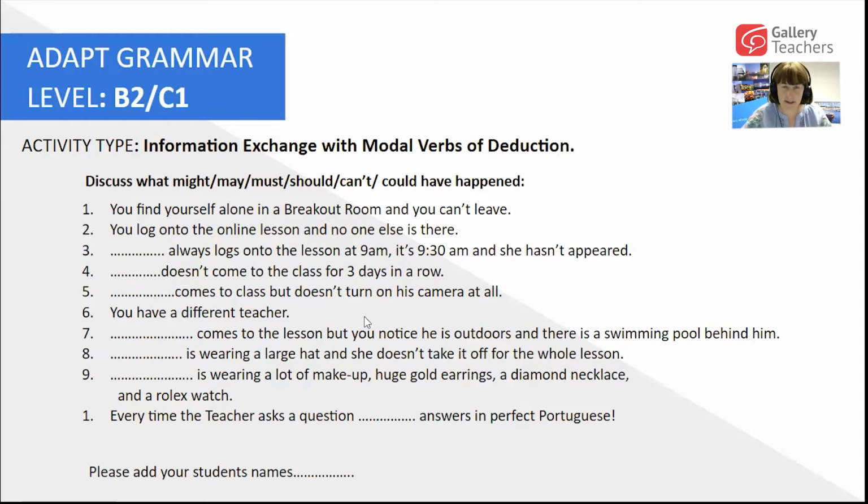You can see some other different scenarios where they're speculating. So this was quite a fun activity, particularly if you look, say, at number 8 and 9. So, for example, Antonella is wearing a large hat. She doesn't take it off for the whole lesson. Can you tell me what might have happened?